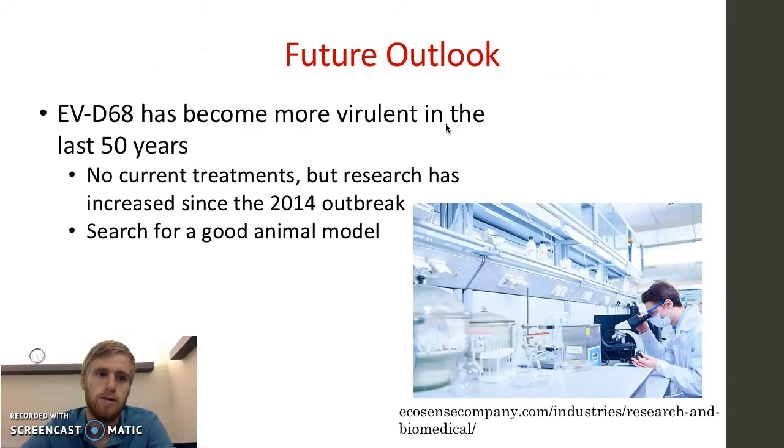The future outlook of the virus is that since it has become more virulent in the last 50 years, it's necessary that we research it more, just in case it does continue to become more virulent and to mutate into a more pathogenic virus. But since it only causes mild symptoms in adults that are immune to it, it's not a great desire of the medical community to research it. But since the 2014 outbreak, research has been sparked on the virus.